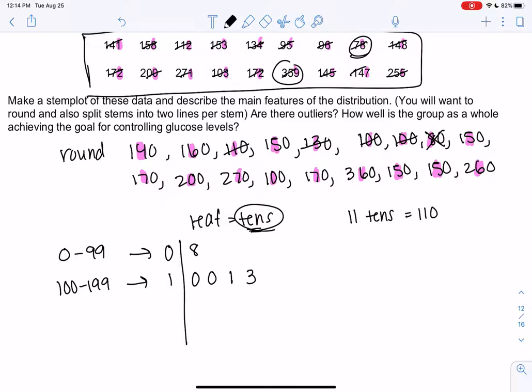I missed one of the hundreds, so I'm going to go back and squeeze that in. It's just nicer to have the numbers in order.